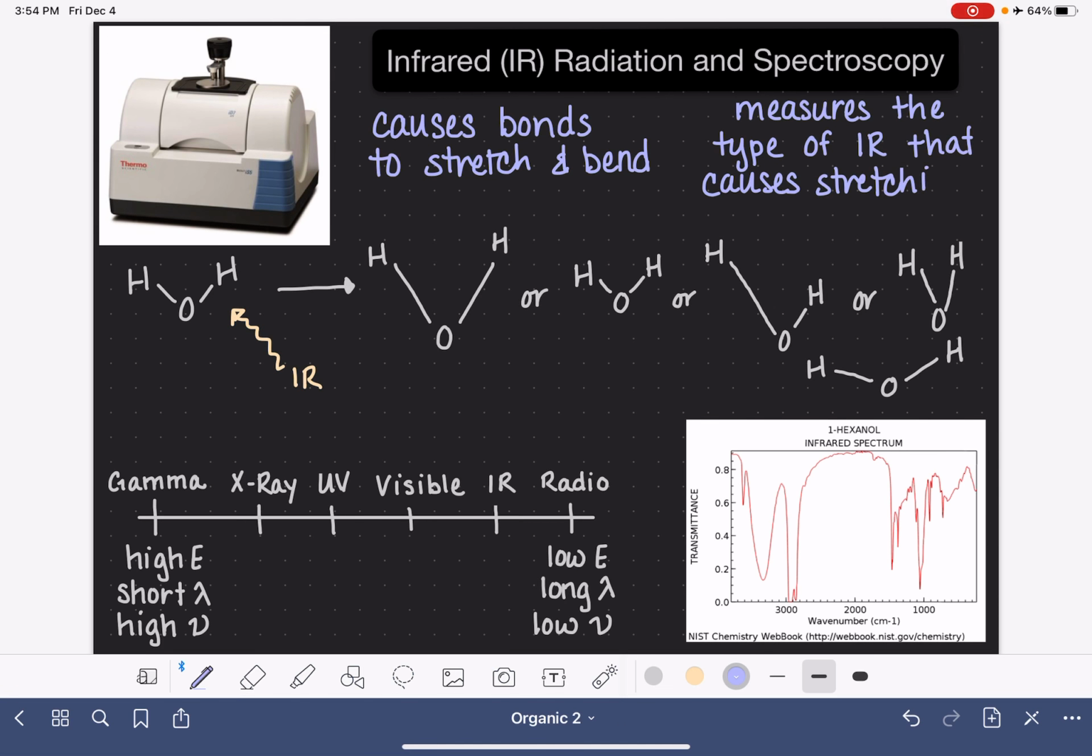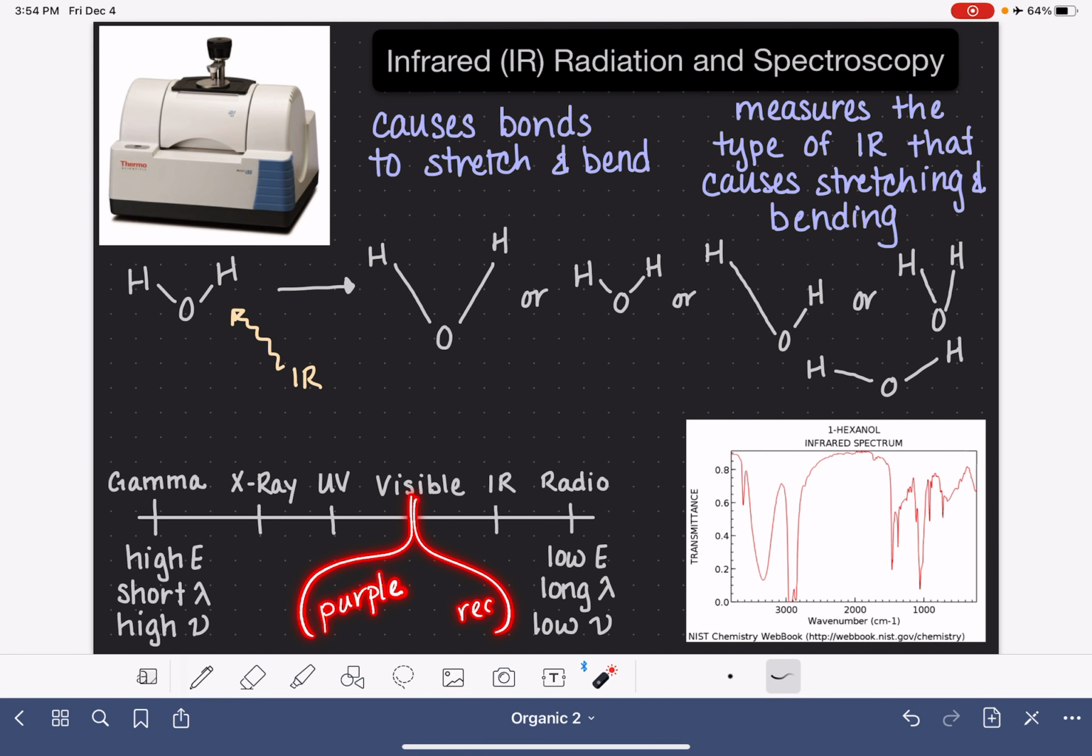Now it's kind of funny to think about what type of IR is causing stretching and bending, because in general we think about IR to just be itself. There is only one type of IR, and it is IR. But remember, within the visible spectrum, we have many different types of visible light. We have purple light, we have blue, we have red light, we have all the different colors. And so within the visible spectrum, we can acknowledge that there are different types of visible light because we can literally see the different colors with our eyes. And the same is true for infrared radiation as well.